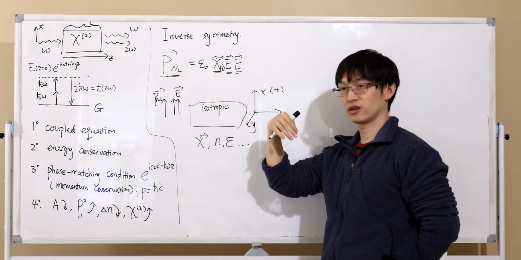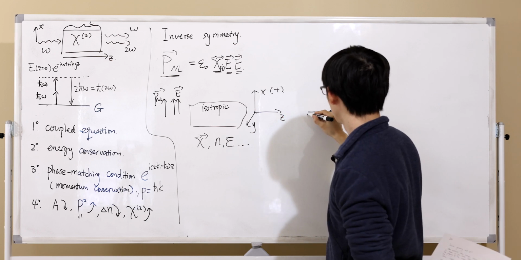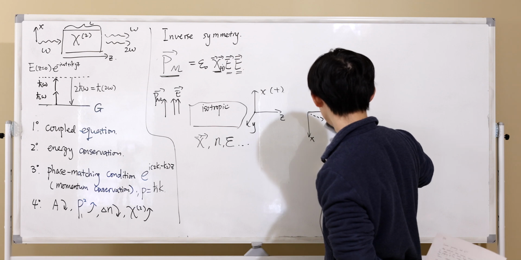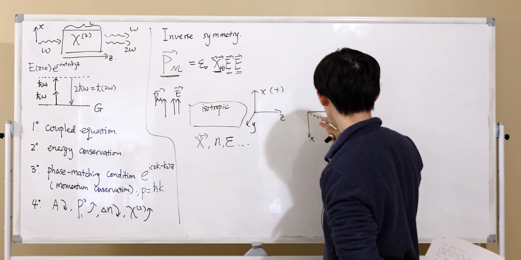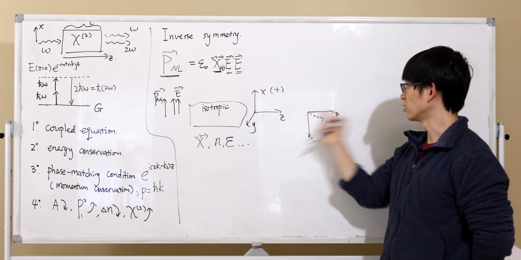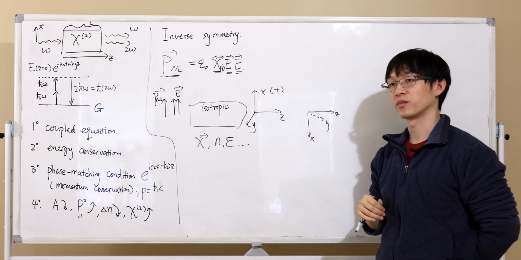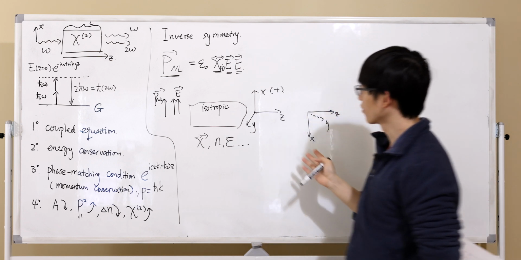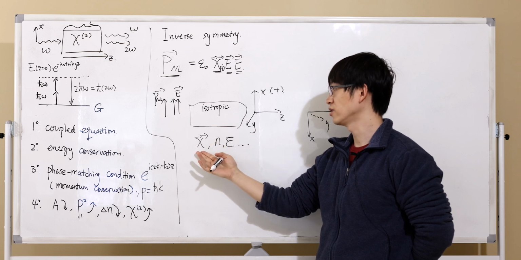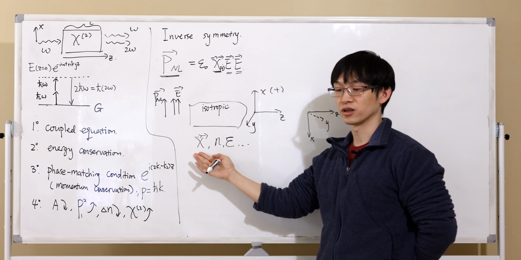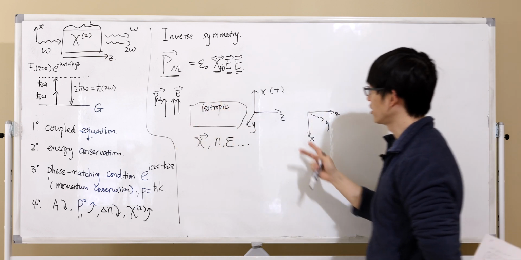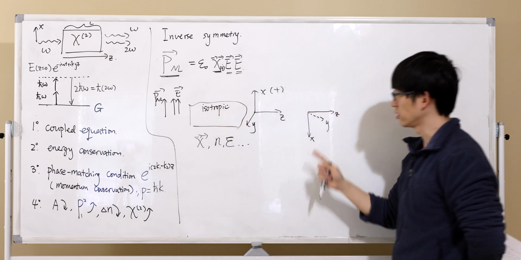Now think about it. If we reverse the coordinate, so we say pointing downwards is X, and Z is the same, you just rotate the coordinate by 180 degrees. Then should we see any difference in the material coefficient? No, right? Because this is isotropic, so no matter how you rotate it, it's always the same material. But then, what about the polarization and the electrical field in this coordinate?